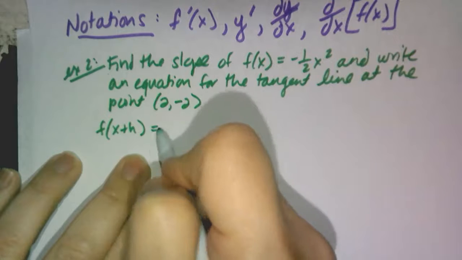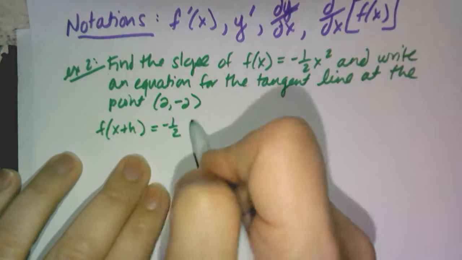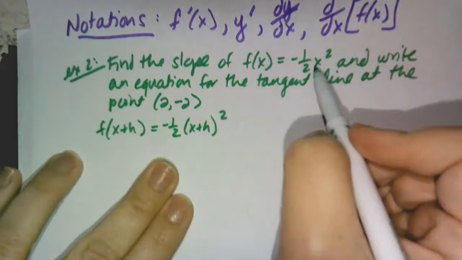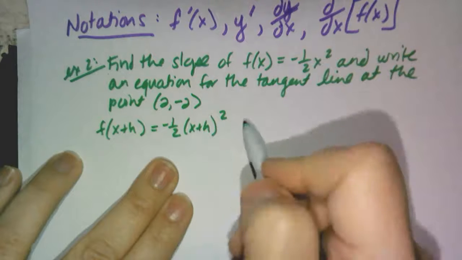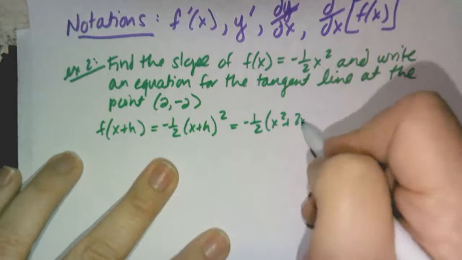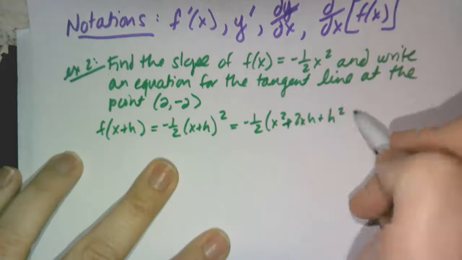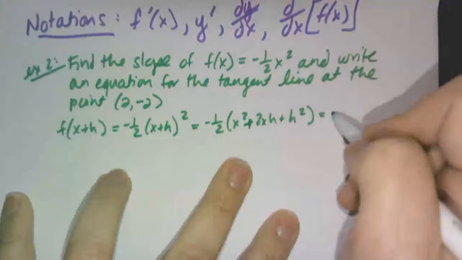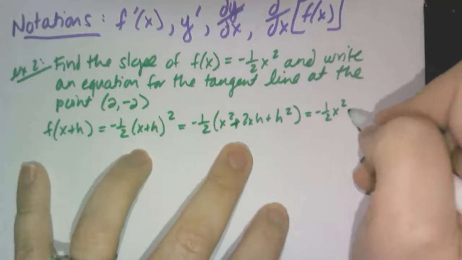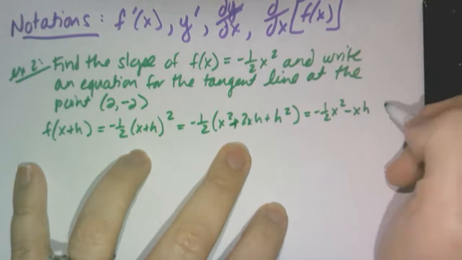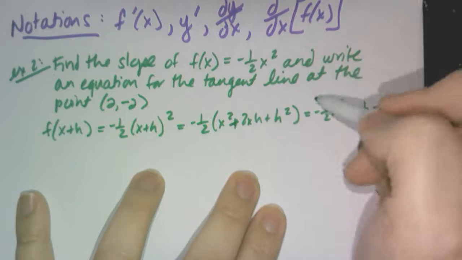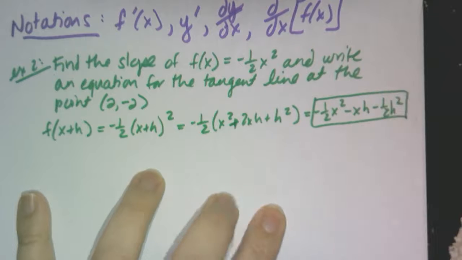Okay, so I would have negative 1/2 times x plus h squared. Would you all agree you just plug the x plus h right there? Okay. FOIL this out would be negative 1/2 times x squared plus 2xh plus h squared. Distribute the negative 1/2. Negative 1/2 x squared, this would be minus xh minus 1/2 h squared. This right here is your f of x plus h.